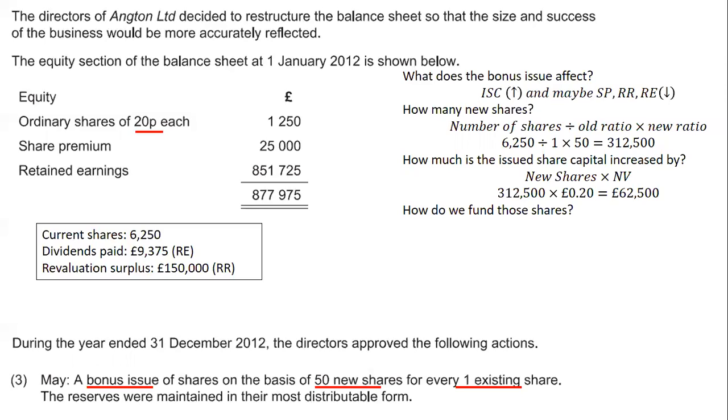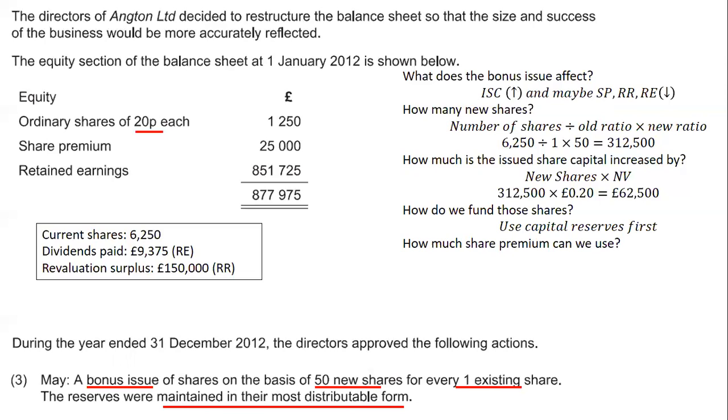Now, we've got a choice. We can use our capital reserves, so our revaluation or our share premium, or we can use our revenue reserves, so the retained earnings. But in the question, it says the reserves were maintained in their most distributable form. So remember, the retained earnings are what we can distribute back as dividends. So we want to try and maintain those. We don't want to use those up. So we should use the capital reserves first. So that means we should use the share premium and the revaluation first. So if we use the share premium first, how much can we use of it?